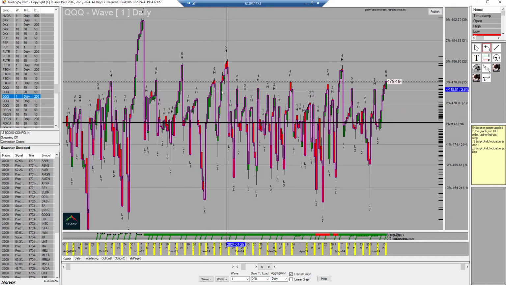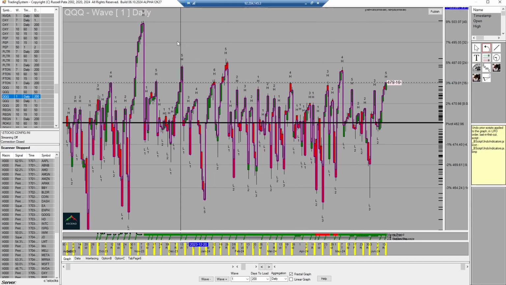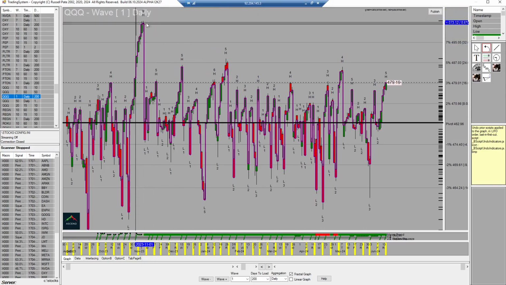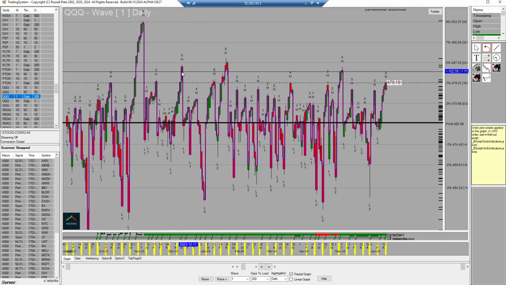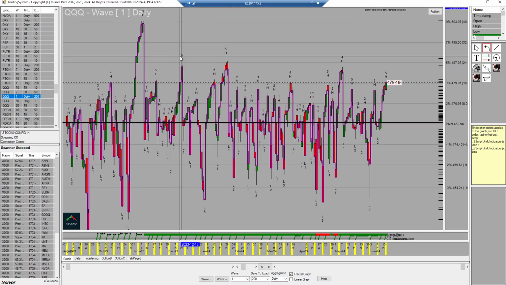For example, here's the wave 1 daily. You can see how we only have H5s, H6s as our highest values. We have one H9 out here. That was a huge outlier. But the idea behind it is it's taken 5 H's, or 5 candles, to get to this high here before eventually crossing back to pivot.